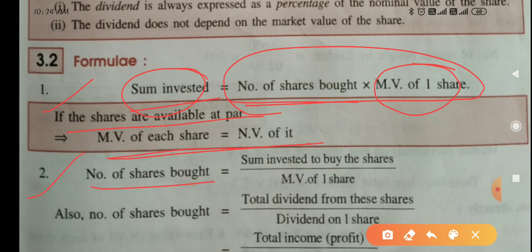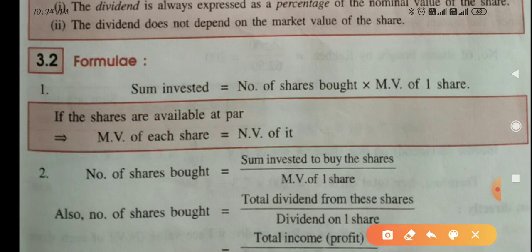Second, number of shares bought. This second formula you can make from the first formula: you take the MV of one share in the denominator. Then the number of shares equals sum invested upon MV of one share.